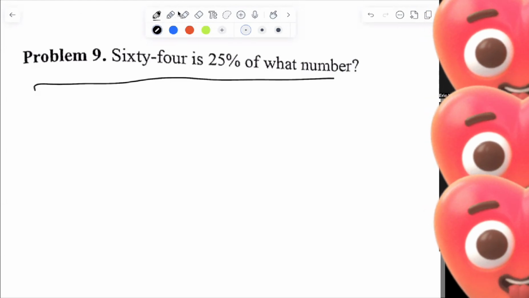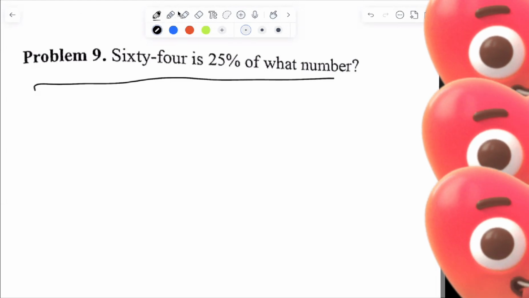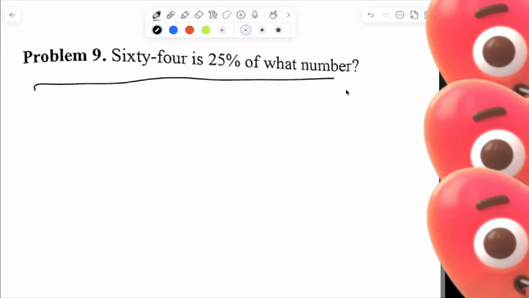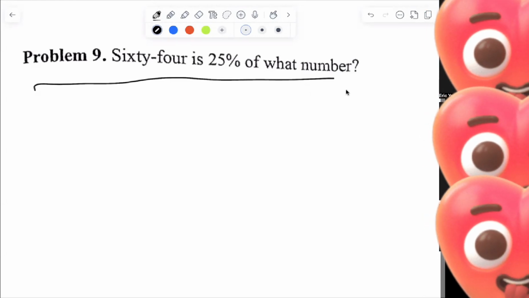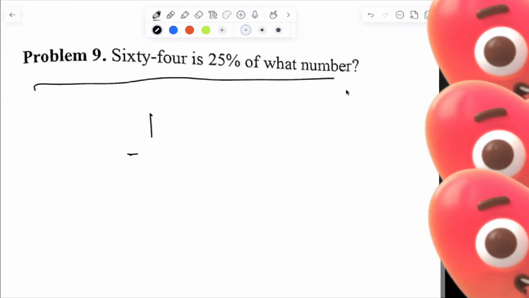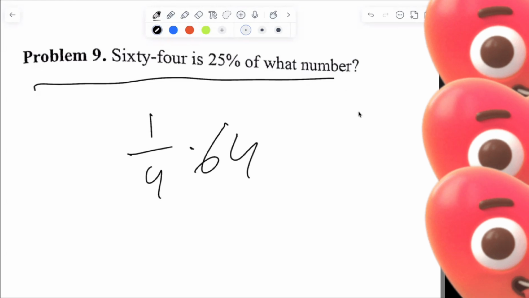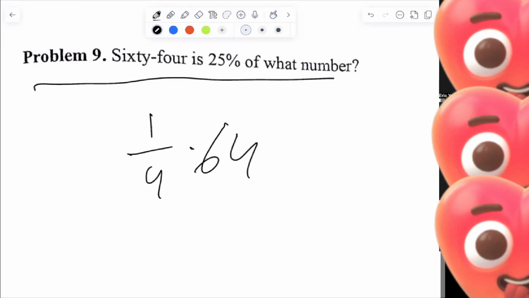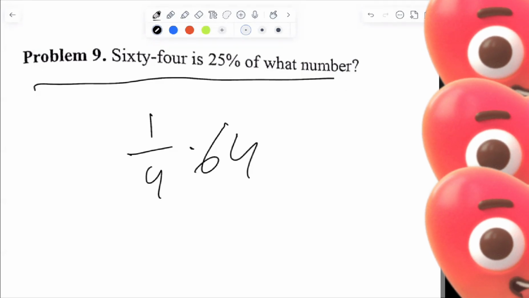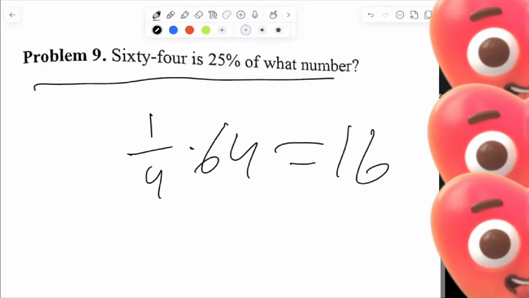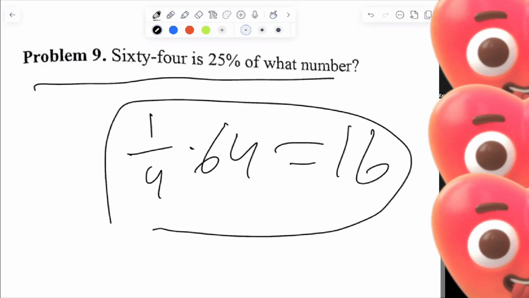Oh, sorry about that. Anyways, 64 is 25% of what number? So basically, 1/4 times 64. The 25% is 1/4. 25% is 1/4 times 64 is 16. But that's when you read the question wrong, though. Like right now, I just read the question wrong.